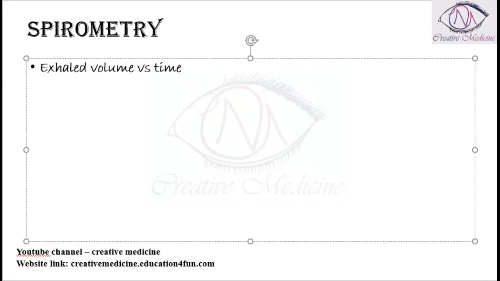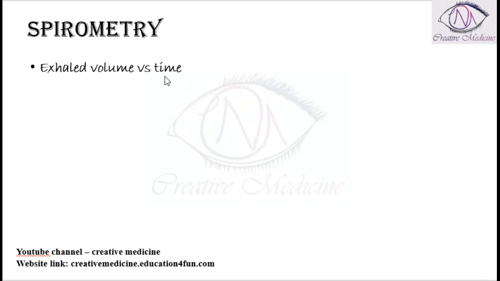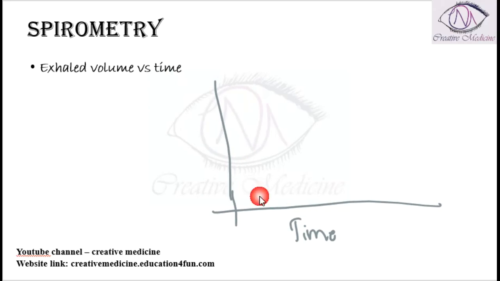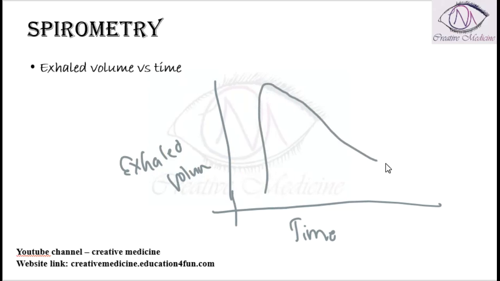So in spirometry, you are asking the patient to take a deep breath. You ask the patient to take a deep breath and to exhale the air with maximum force. And then that exhaled air is plotted with the time. So if you plot the exhaled volume with the time, the graph will be something like this.